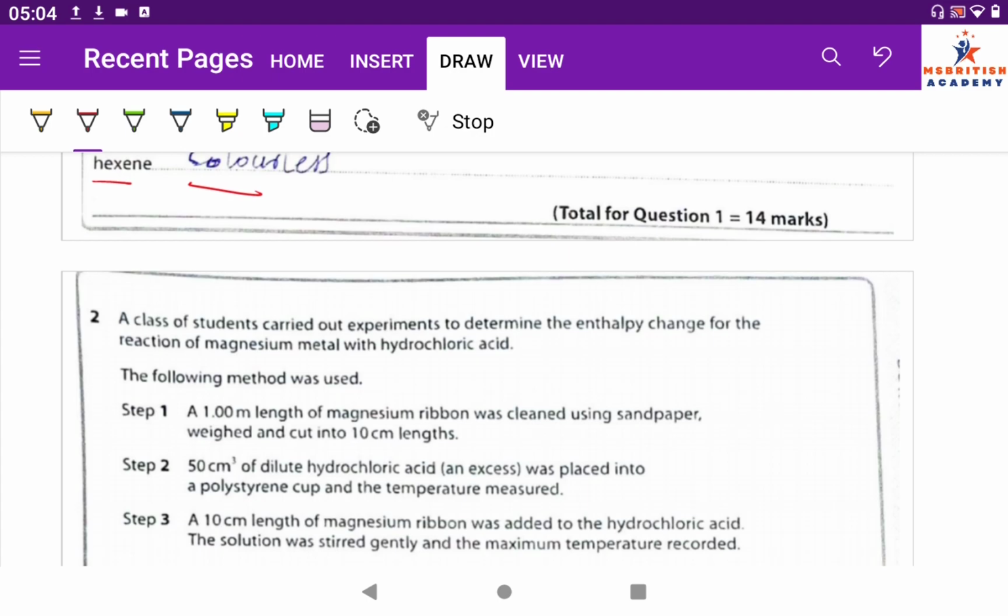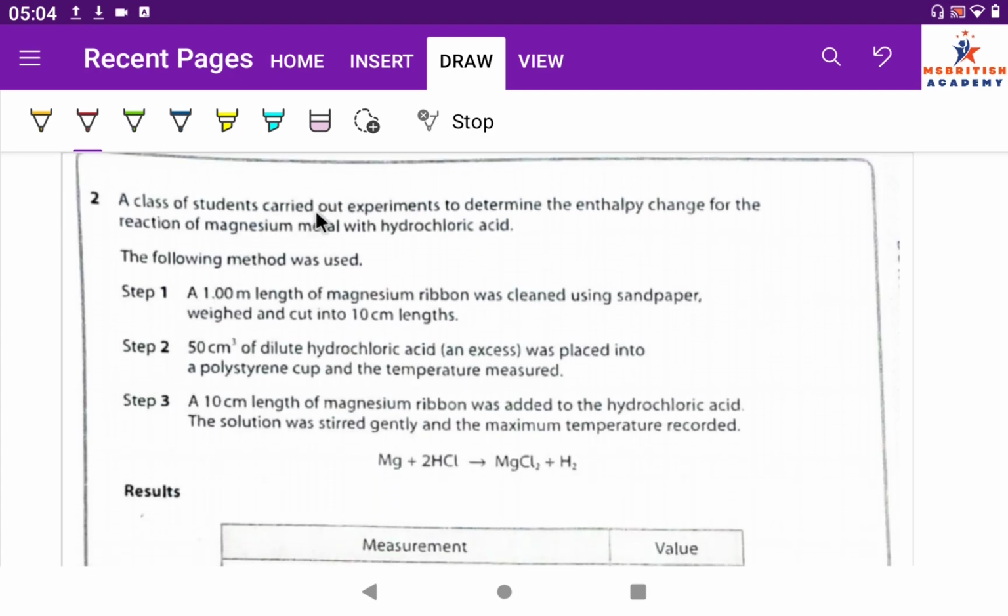Now, the second question, a class of students carried out an experiment to determine the enthalpy change for the reaction of magnesium metal with hydrochloric acid. The following method was used. Step 1, a 1 meter length of magnesium ribbon was cleaned using sandpaper, weighed and cut into 10 centimeter lengths. Step 2, 50 centimeter cube of dilute hydrochloric acid, an excess, was placed into a polystyrene cup and the temperature measured.